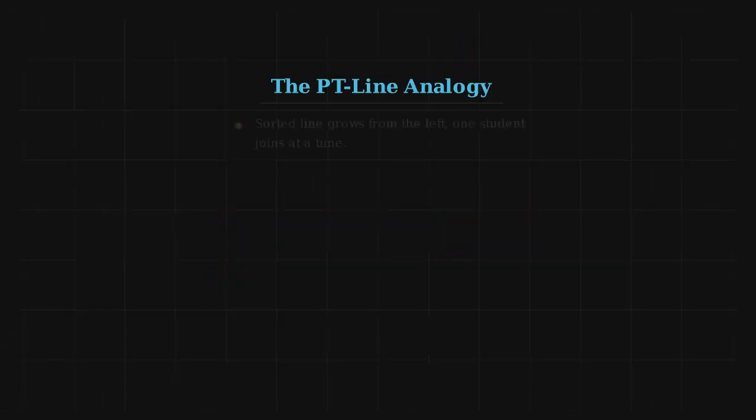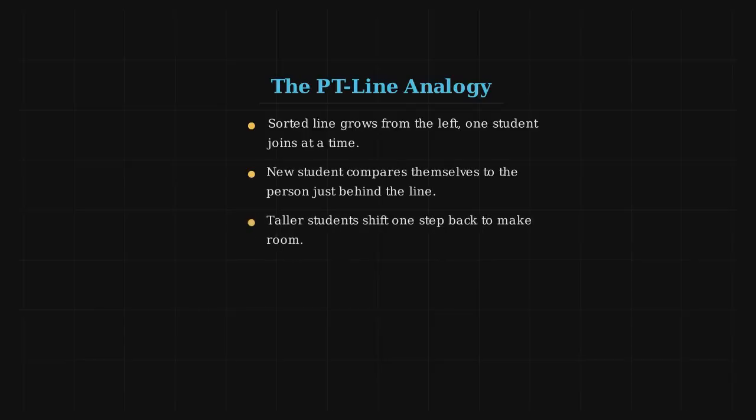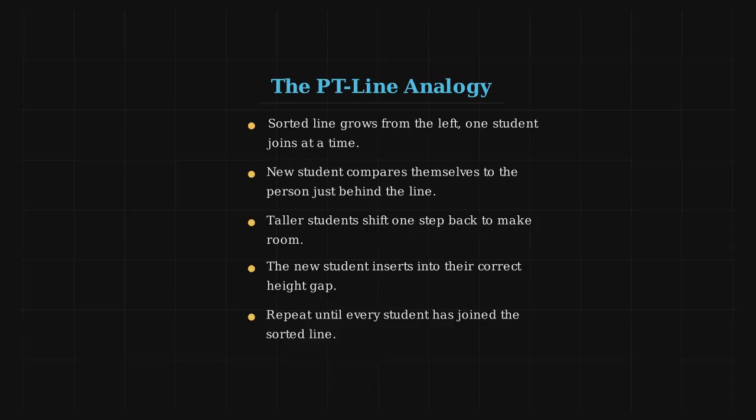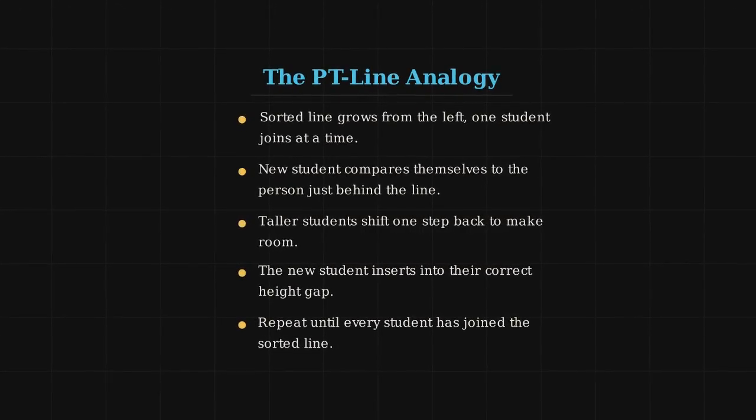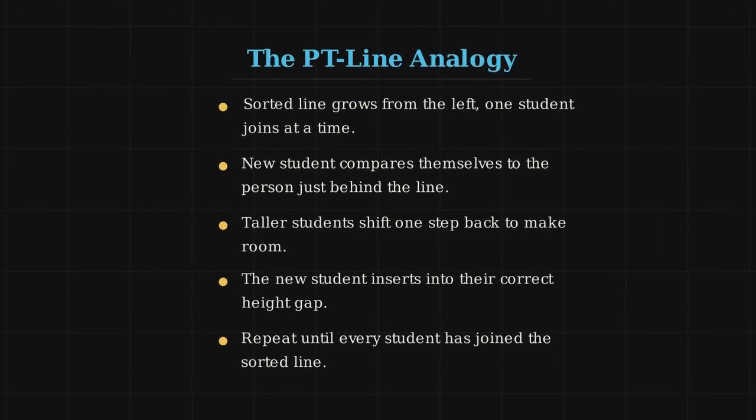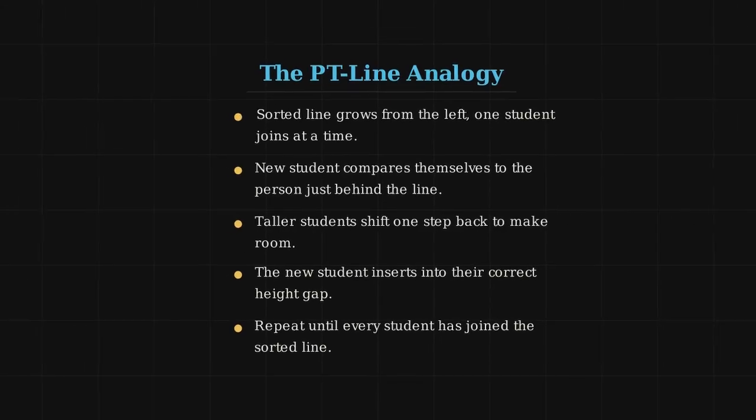Picture the PT lineup. A sorted line grows on the left. Each new student compares backward, shifting taller students right, until they slot into their correct gap. Repeat this for everyone, and the whole line ends up sorted.